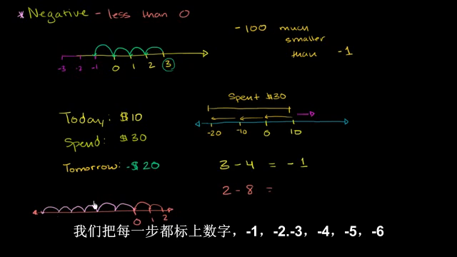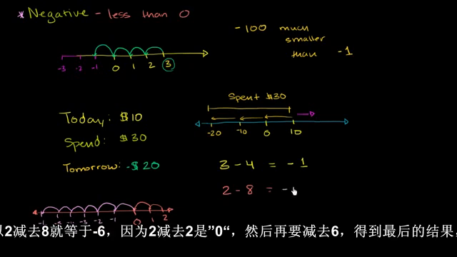Well, where is that going to put us? Well, we were at 0. This is negative 1, negative 2, negative 3, negative 4, negative 5, negative 6. So 2 minus 8 is negative 6. 2 minus 2 would be 0. When you're subtracting 8, you're subtracting another 6. So we go to negative 6. We go 6 below 0.